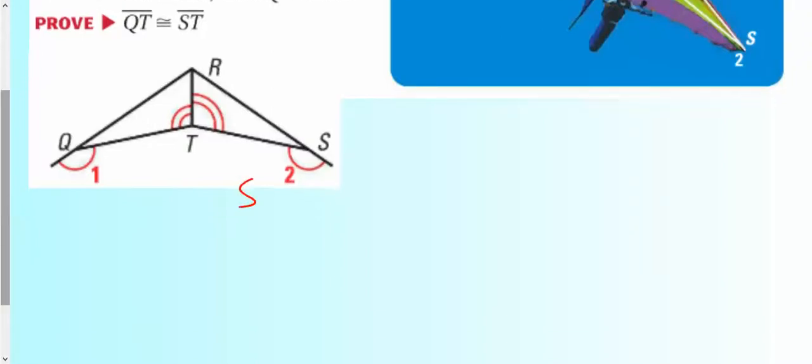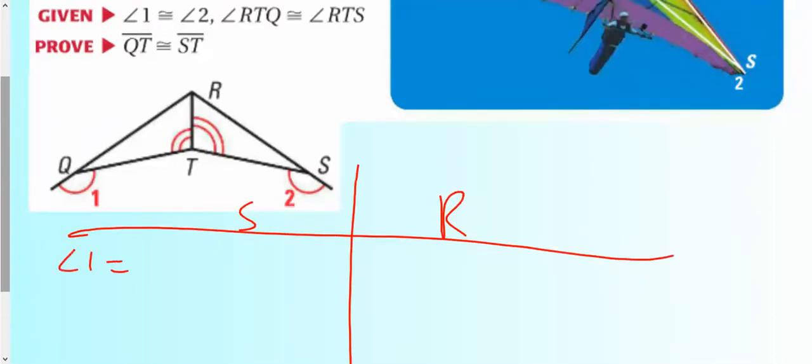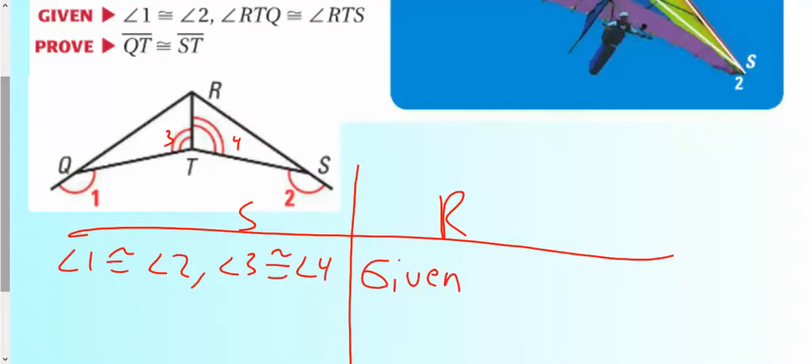Okay, so statement, reason, angle 1 is congruent to angle 2, and I'm just going to call this angle 3 and angle 4. Okay, now I know that RT is reflexive, so I'm going to just go ahead and put that down. That's an easy one.